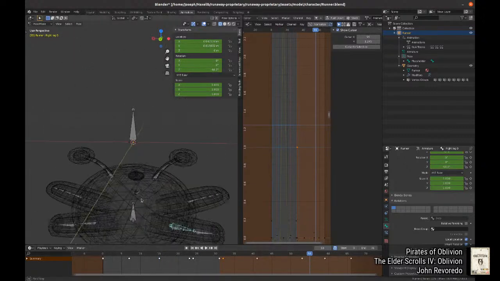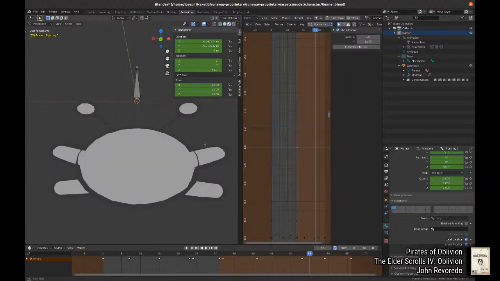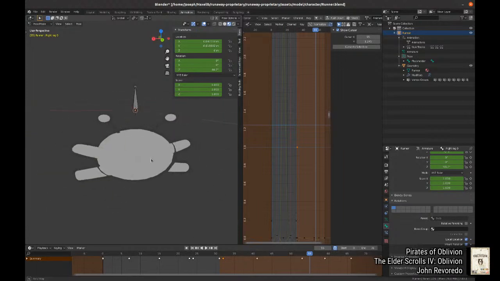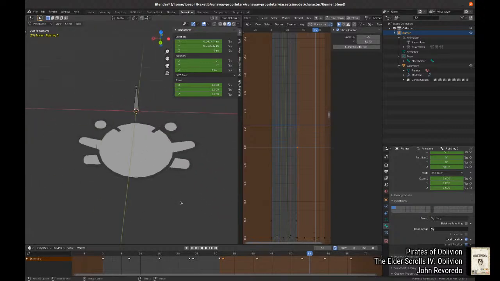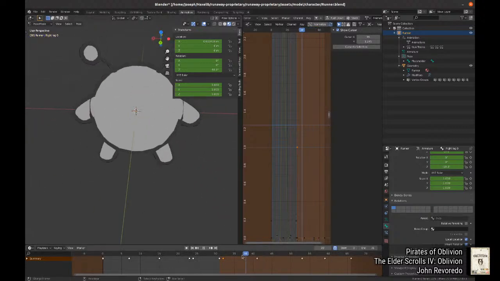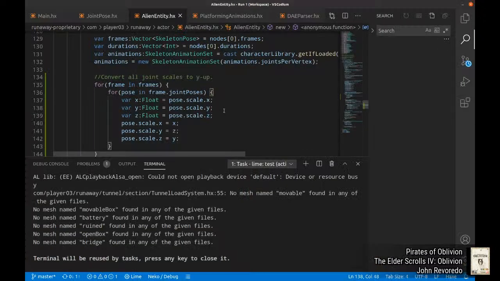scaling, and especially non-uniform scale, so that I could do animations like this. Boom. Guess you can do a little squish animation, stretch animation, and it works well enough, except actually even this doesn't work, so I've got a few bugs with it.